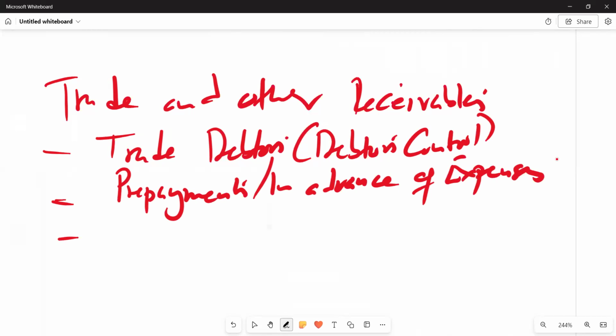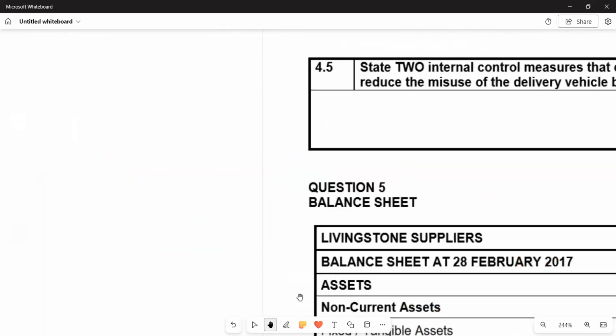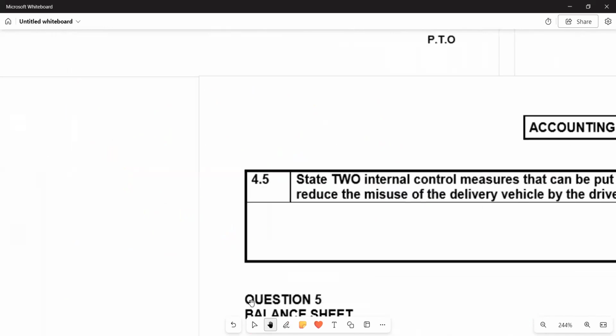You also have to look for accruals, or owings of income. So all these, if you have them in the question, you just have to add them together to give you the total of trade and other receivables. So those are the items that we're going to check. Let's try to see according to our question, what do we have according to these components that we've just listed.